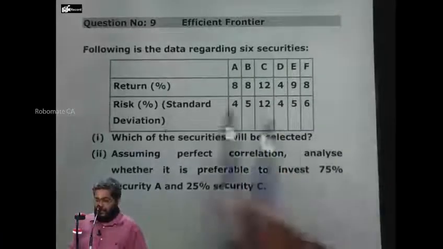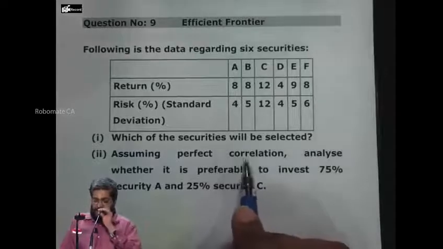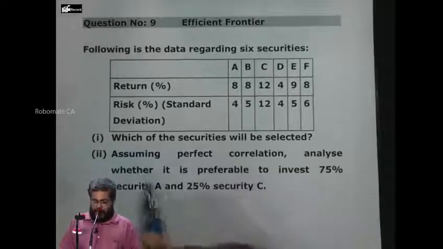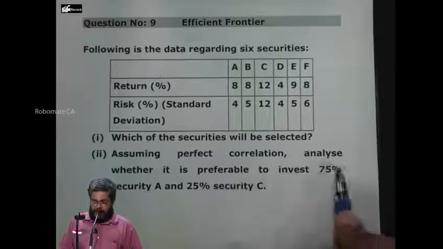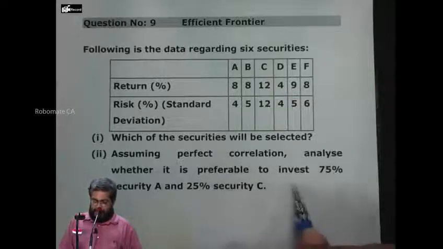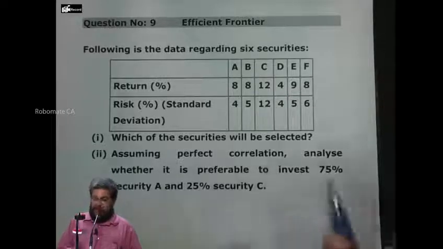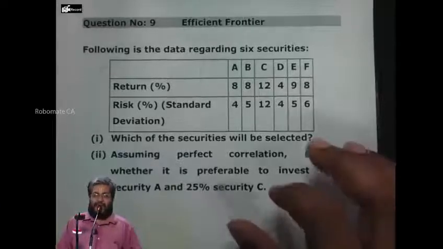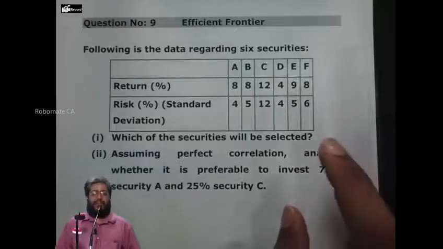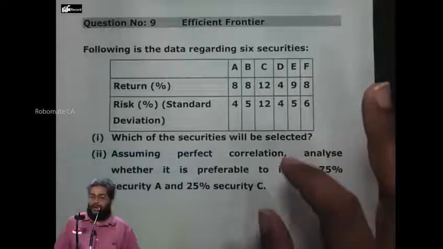Okay, there are 6 securities. Which of the securities will be selected? Assume perfect correlation. Analyze whether it is preferable to invest 75% in security A and 25% in security C. That's the question which is being asked. Can I start doing the problem or not?